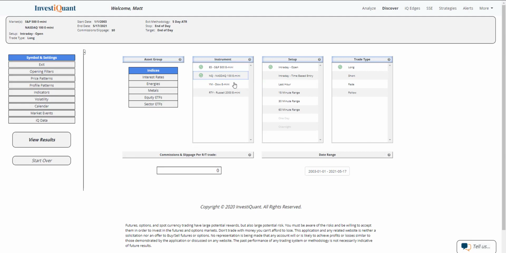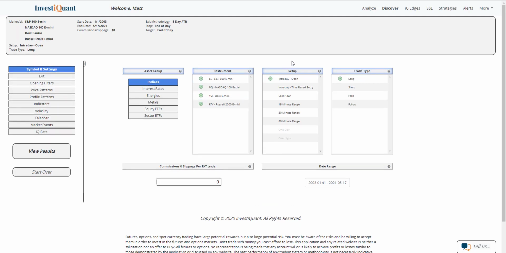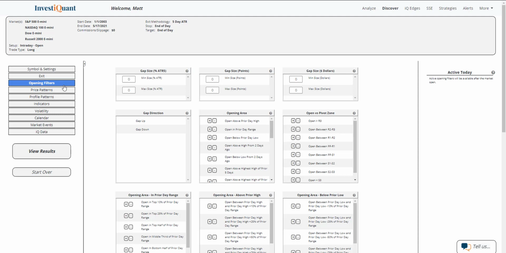So let me go ahead and load this up, looking at all four instruments. The setup's going to be based upon entering the market long at the open of regular trading hours and exiting at the close of regular trading hours, which is 4:15 p.m. Eastern Time. So the opening filter that we're going to be using for this pattern is gap down. We're currently trading down in the overnight session, so that's what I'm going to put here.